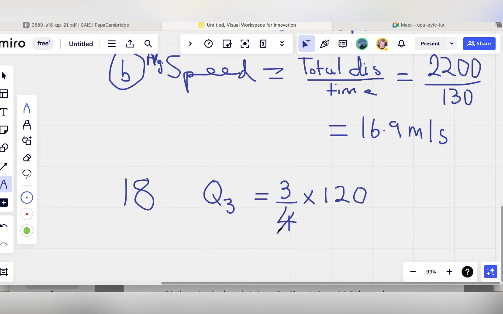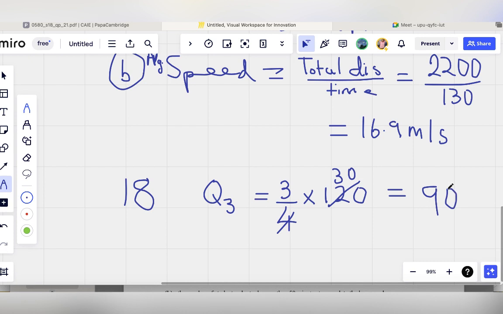4 goes into 120, we get 30. So 30 times 3, we get 90. So here for the upper quartile, we get 90.